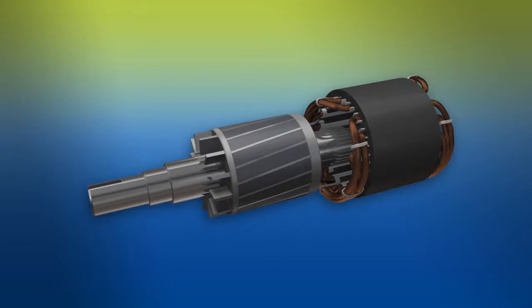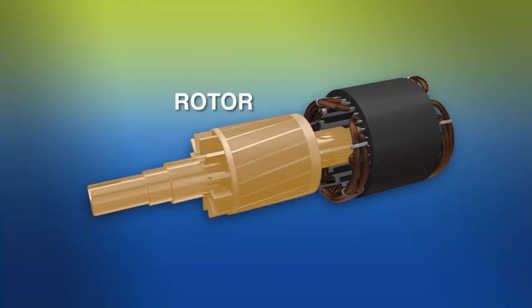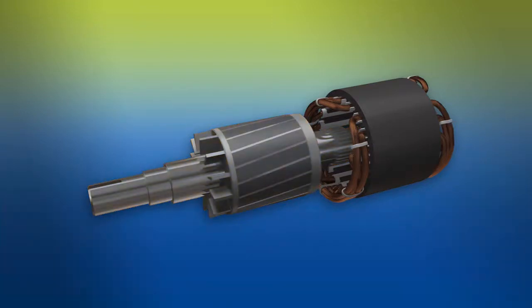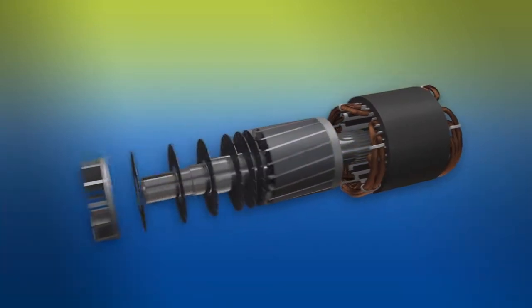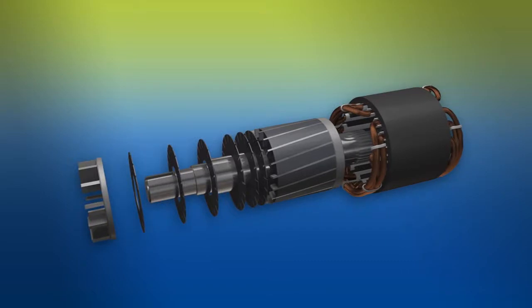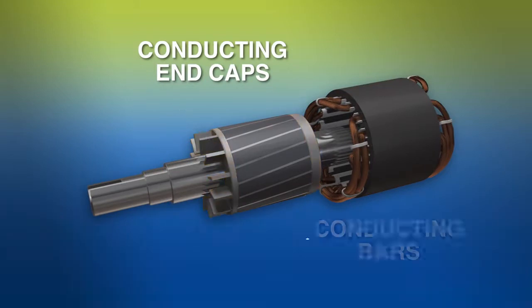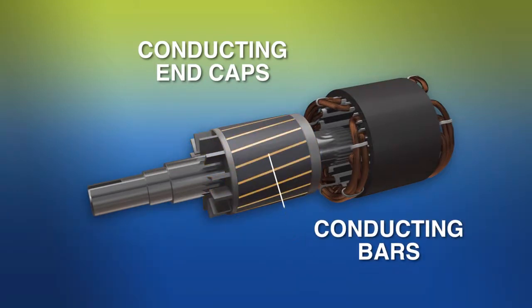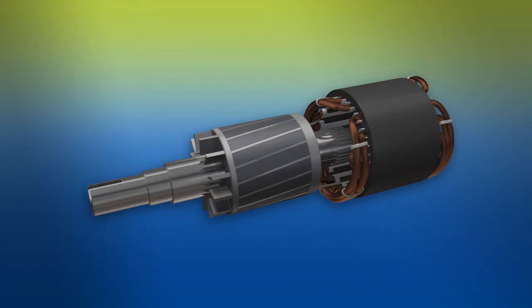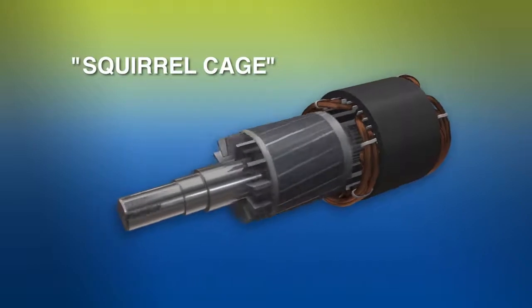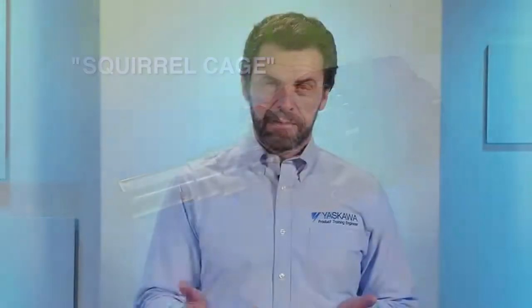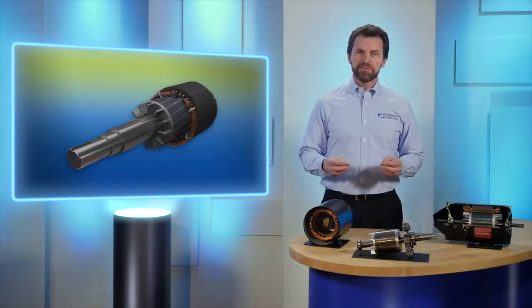Centrally located within the stator is the rotor. The rotor is basically a cylinder with an iron core, which is also made up of laminated slices, just like the stator. The rotor has conducting end caps on each end and conducting bars running through the slots in the laminated slices that connect to the end caps. The result is a rotating cage that looks similar to a squirrel cage. That's why induction motors are commonly referred to as squirrel cage motors. The rotor is attached to the motor shaft.